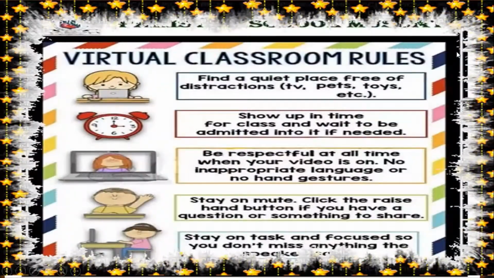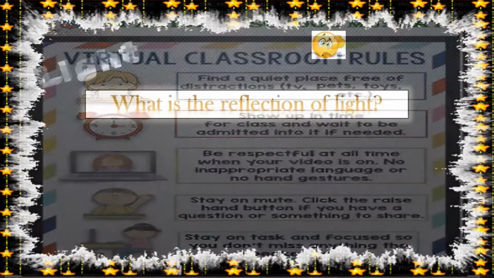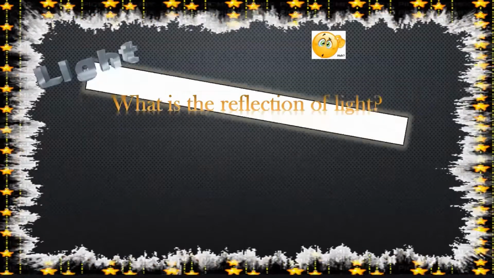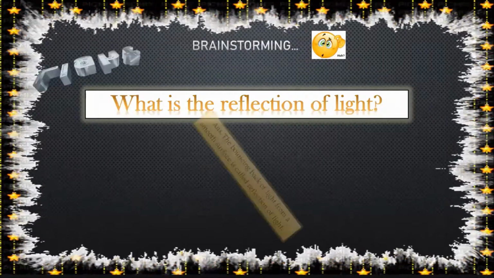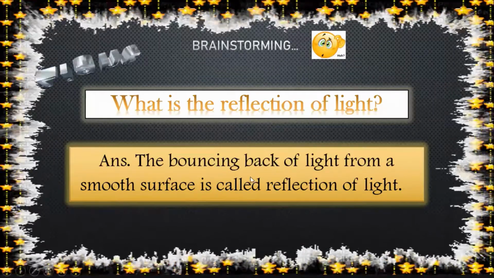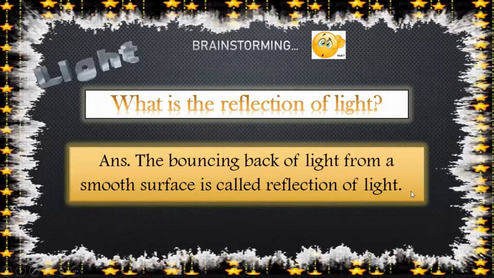So let's get started, students, and don't forget the rule set. It will help you to be focused on what you are learning. So everyone should follow the rules. Unit number 12, light. What is the reflection of light? The bouncing back of light from a smooth surface is called reflection of light.